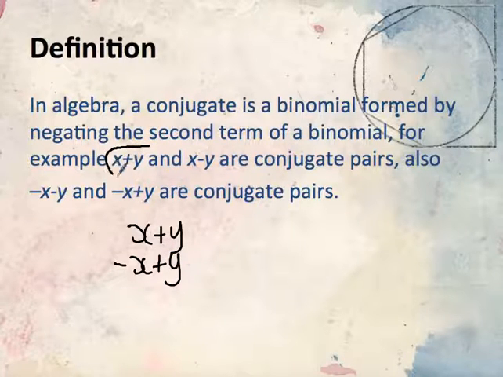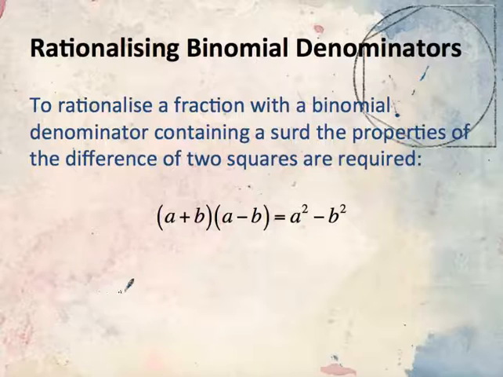Generally speaking, it is this form here that we tend to focus on, and you will be familiar with this from the difference of two squares. And that leads us into rationalising binomial denominators, because to rationalise a fraction with a binomial denominator containing a surd, the properties of the difference of two squares are required. So it's using this here. Here we have our conjugate pairs.